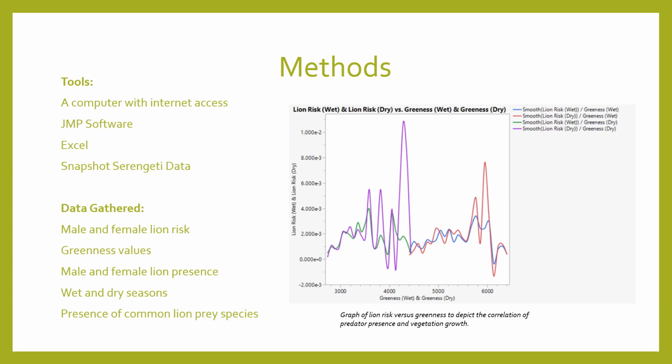Before we could even begin data collection, we had to preface by gathering a couple different tools that we used during the entire collection process. Probably the most important out of these was the JMP software, which essentially allowed us to take data from an Excel sheet, plug it in to this software, and get this gorgeous comprehensive graph out of it, which we actually used to select our significant data points. In addition to this, we also needed a computer with internet access, Excel, and of course our mega data sheet provided by Snapshot Serengeti, from which we withdrew all of our data points.